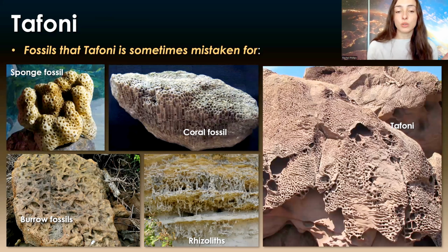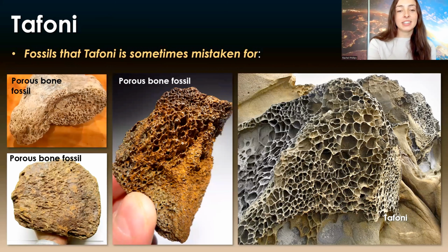Rhizoliths are preserved root structures, and these don't often get preserved, but when they do, they can have a structure that almost looks like a weathering pattern rather than fossils. Okay, so the last thing that can look a lot like tafoni, and this one I don't have a clear trick for, is porous fossil bones. Fossil bones are porous because bones are porous. And when they become preserved, they can look very irregularly porous, which makes them look a lot like a weathering pattern rather than something biological.